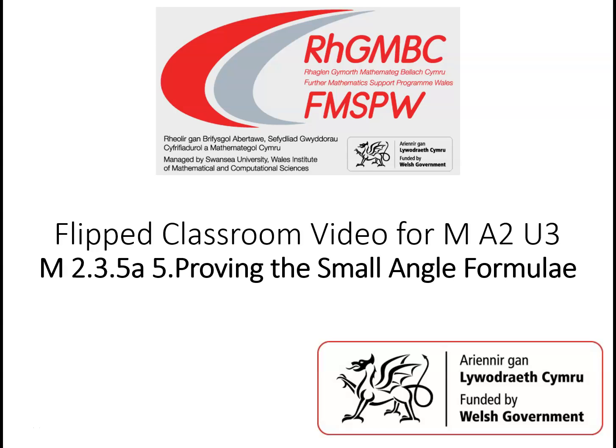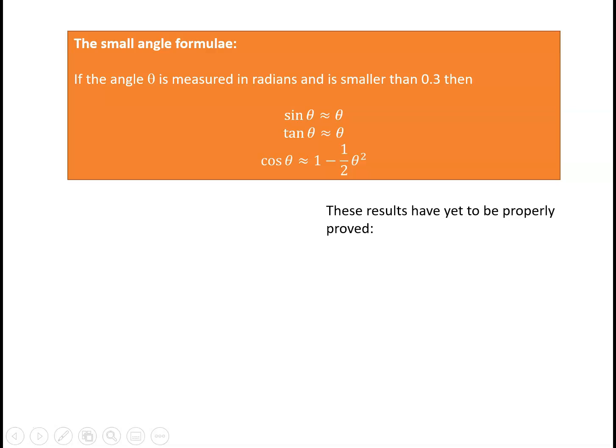In this video we're going to prove the small angle formulae which were introduced and used in the last video. So we're going to prove the results that if theta is an angle measured in radians which is small, then sine theta is approximately equal to theta, tan theta is approximately equal to theta, and cos theta is approximately equal to 1 minus a half theta squared.